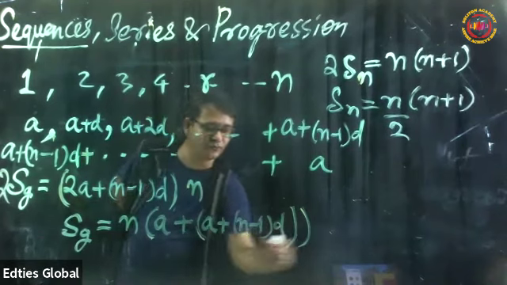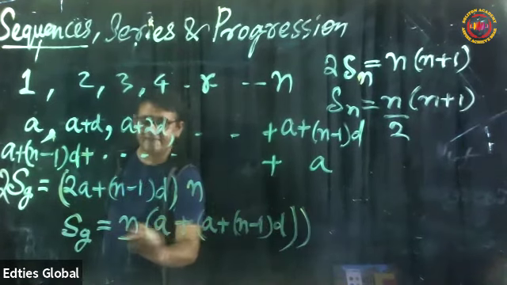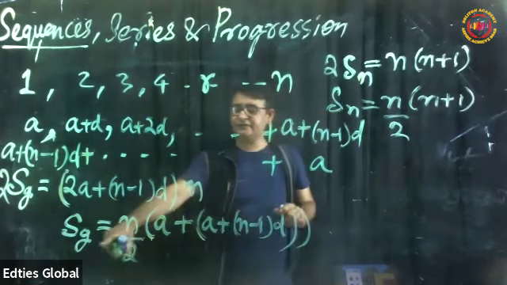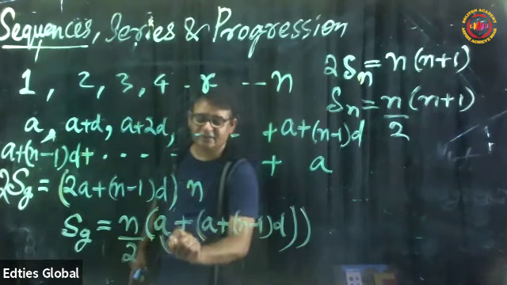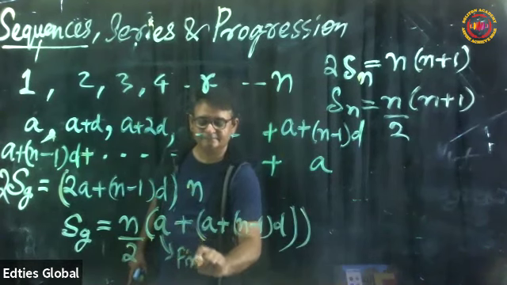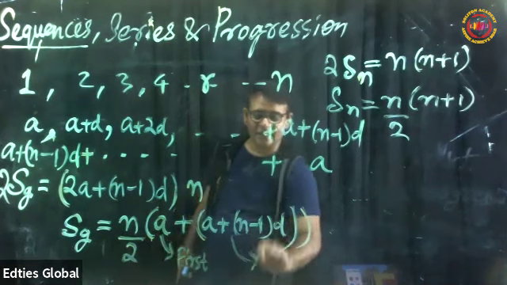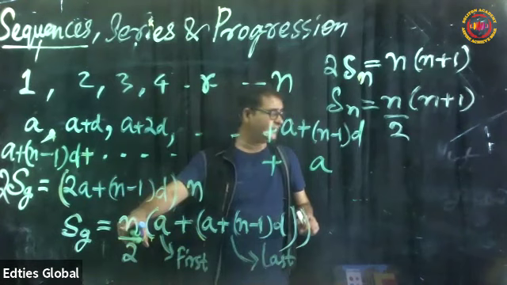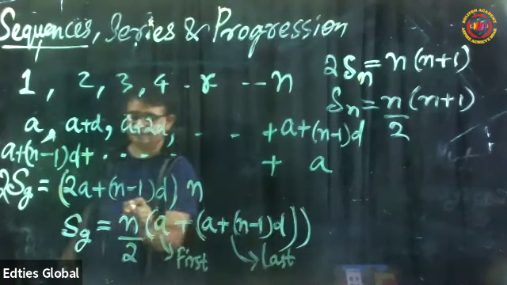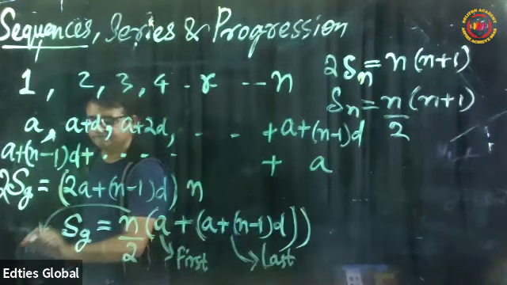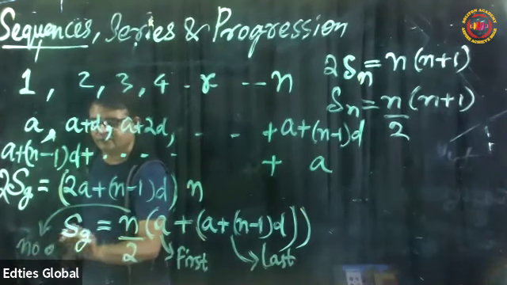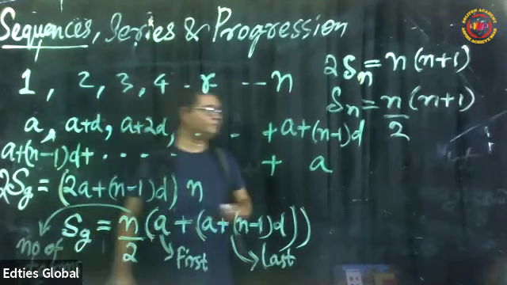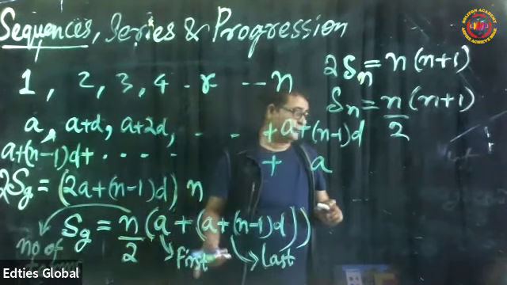I'm going to give you one more way to remember this formula. The sum of the series can be the sum of the first and the last term, times the number of terms, divided by 2.